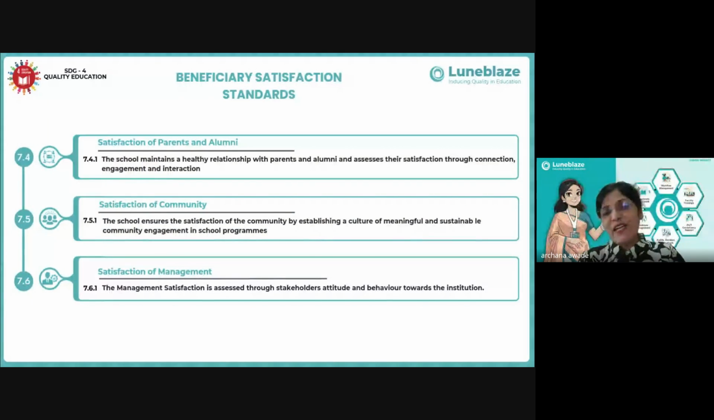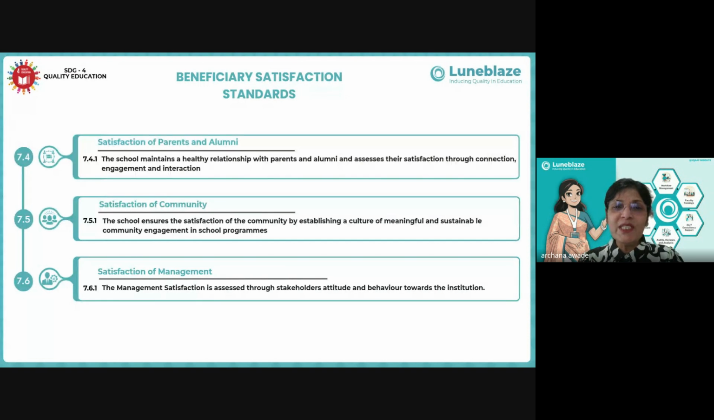And very important, the satisfaction of the management. The standard defined for management satisfaction is assessed through stakeholders' attitude and behavior towards the institution. If teachers, parents, students, and the community express trust and loyalty, the management feels satisfied and the school is achieving its mission. A school's positive word of mouth in the city will lead to strong enrollment numbers. Visible stakeholders will also take pride and reassure the management that its policies are working.